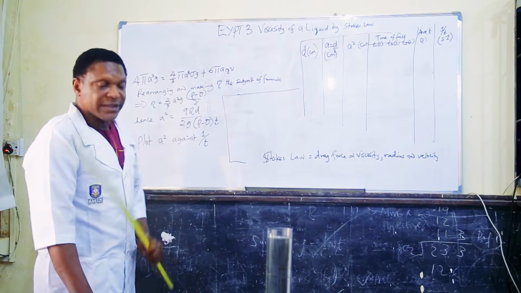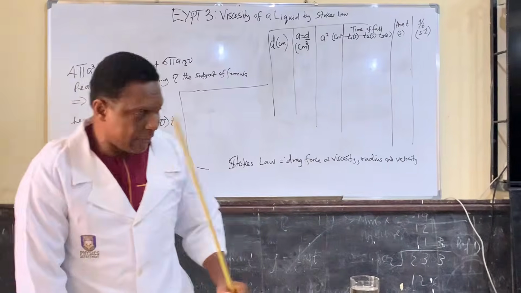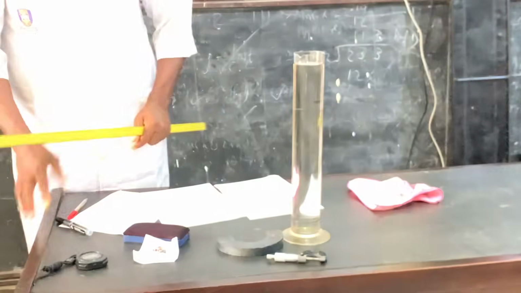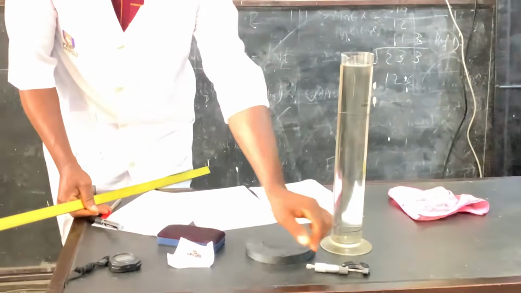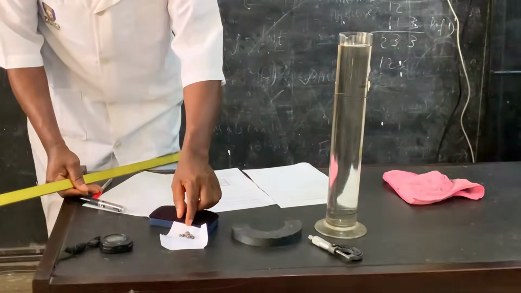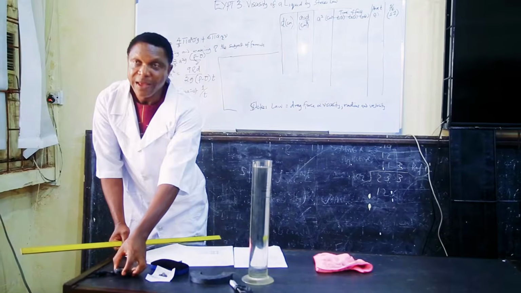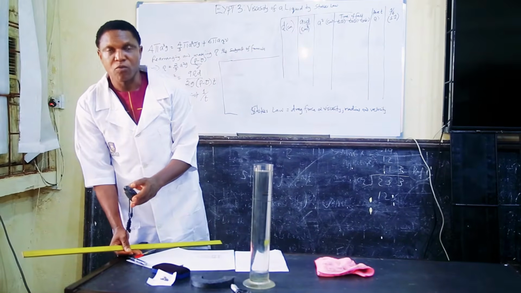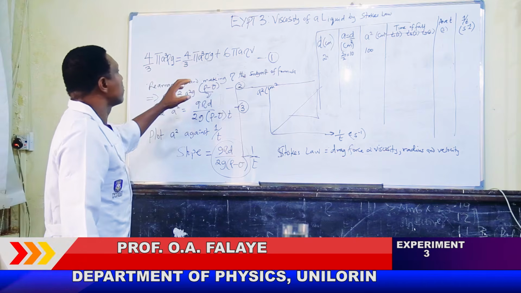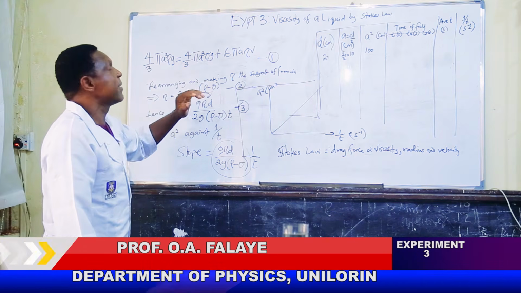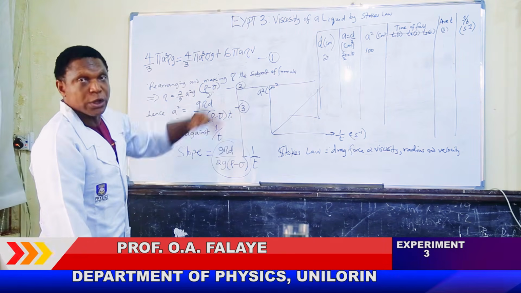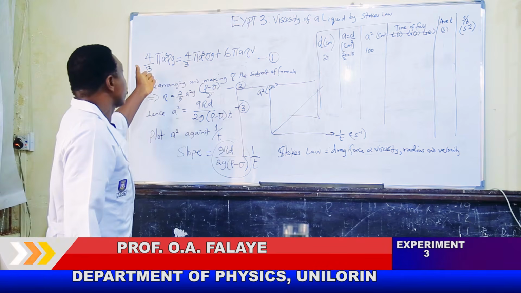Now, that is that. For this experiment, you have a fluid of unknown viscosity in a cylinder. You have the magnet. You have the micrometer screw gauge. You have the metal bearings of different diameter, and you have the stopwatch. The theory is this: like I said, the purpose of the experiment is to find the viscosity of an unknown fluid by Stoke's law. And so the equation is given like this.